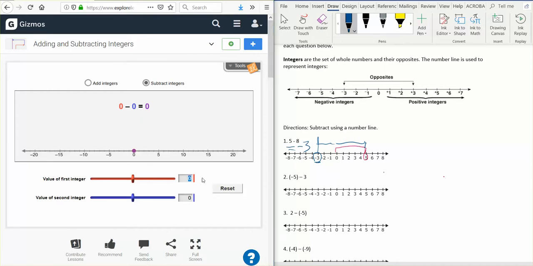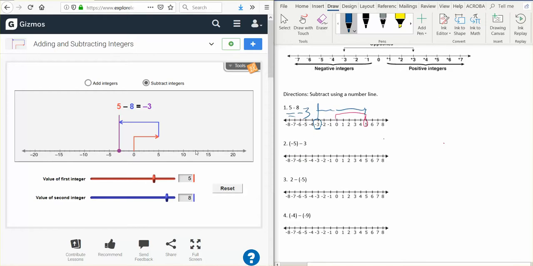I type in 5 for the first number, and then I want minus a +8. There we go. 5 minus 8. They match. The gizmo gave me an answer of -3, and my work gave me an answer of -3. The number lines look similar. Theirs is just a lot neater. I started by going to the right, and then I turned around and went to the left 8 units.